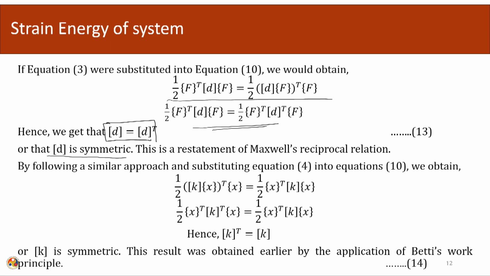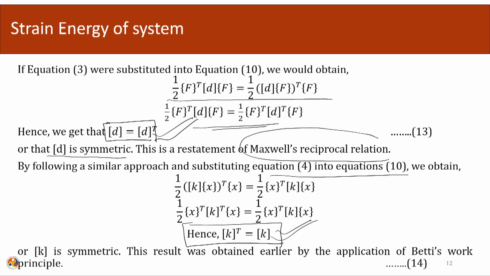By following a similar approach and substituting equation 4 into equation 10, we again prove that my stiffness matrix is also symmetric. So, here we have proved that the flexibility matrix is symmetric, and here we are proving that the stiffness matrix is symmetric. Intuitively, we also get this from the Maxwell reciprocal theorem. This is just an elegant representation of the Maxwell reciprocal theorem in terms of a stiffness matrix. So, K and D, the stiffness matrix and the flexibility matrix, are symmetric.